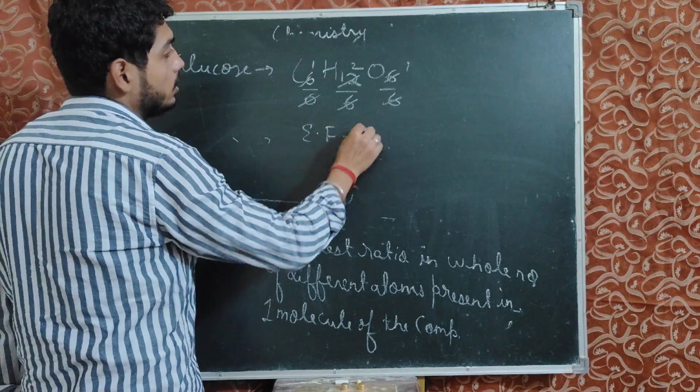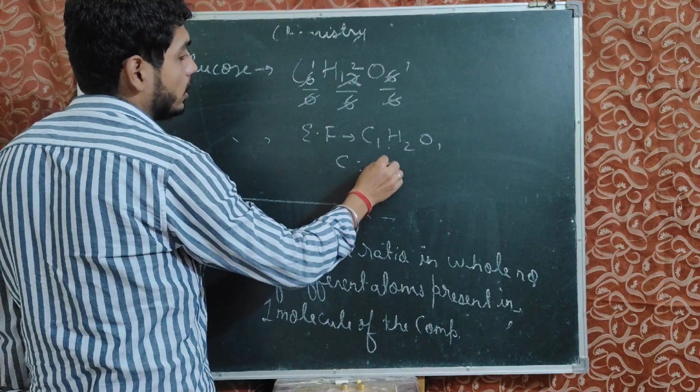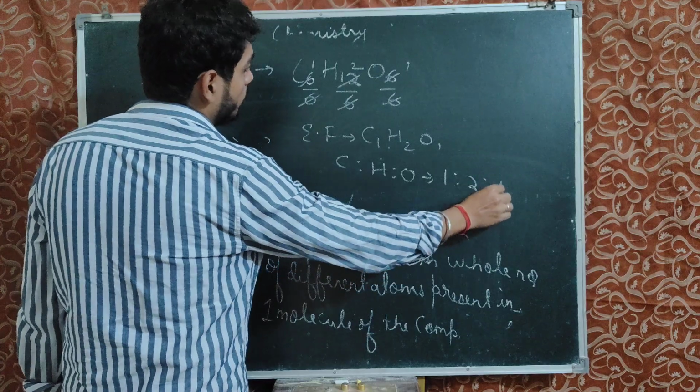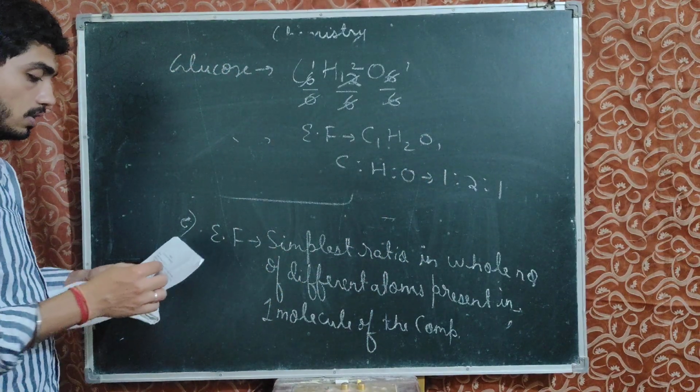Empirical formula is simply C1H2O1. Or you can also write it like this: C is to H is to O. You can write in the ratio format: 1 is to 2 is to 1. Both are correct. You will get the answer for both of them. And there is a question.